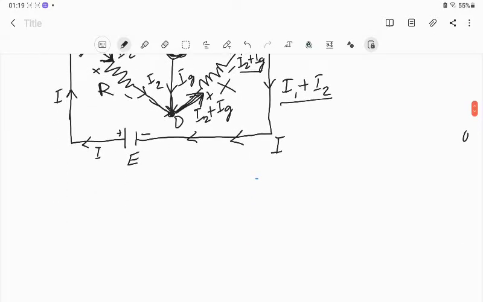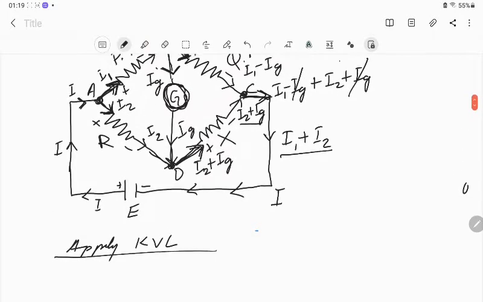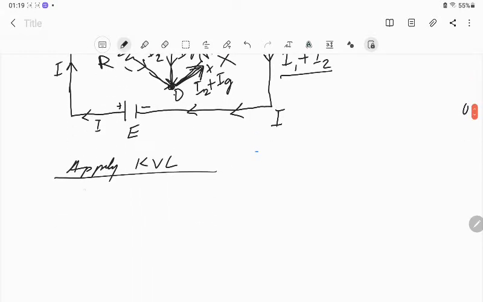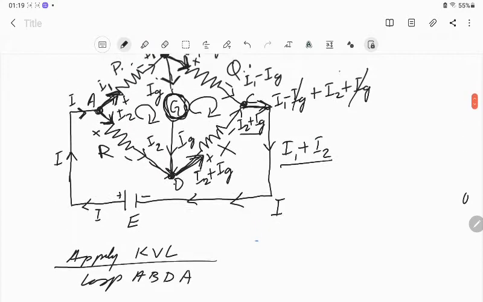Now apply KVL, Kirchhoff voltage law or second law na. So for that we need loop. Okay, first one loop, second loop. So first loop is A B D A. Loop A B D A na. Okay, starting from A.